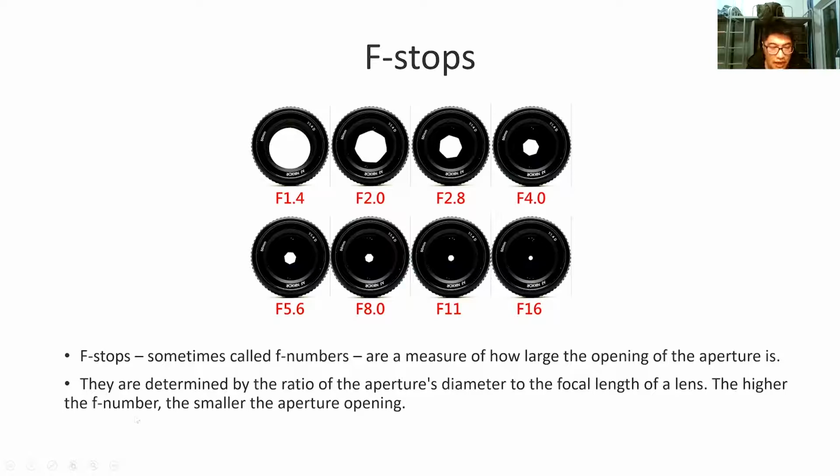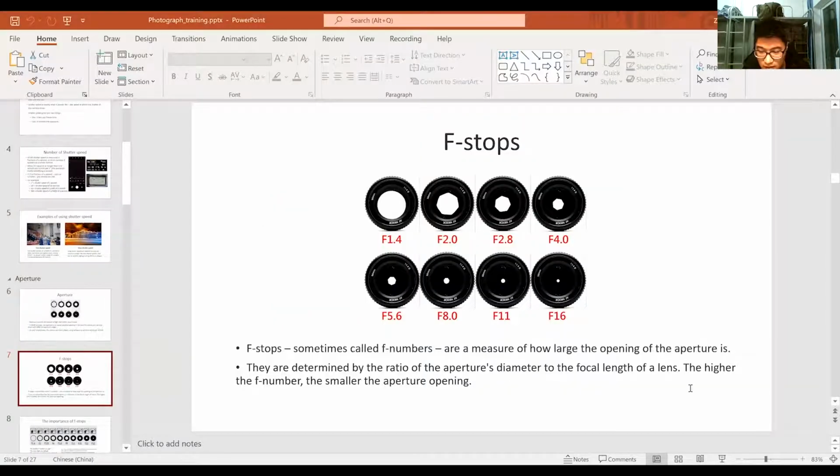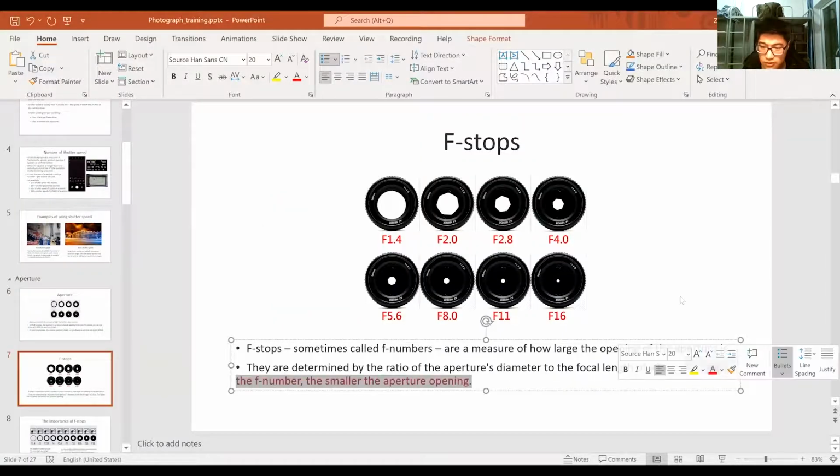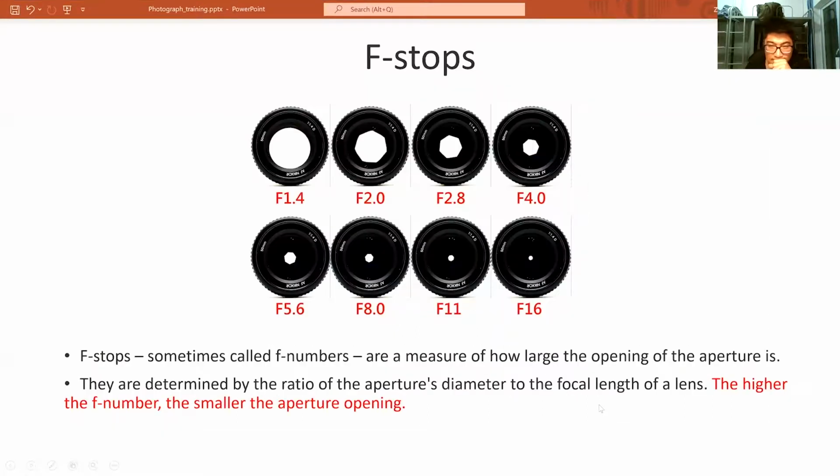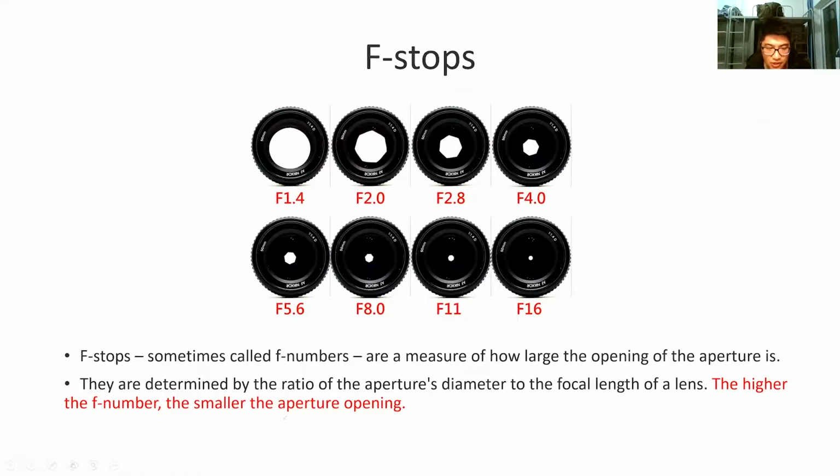The higher the f number, the smaller the aperture opening. You just need to remember this one. This one is very important. The higher the f number, the smaller the aperture opening. When you use a smaller number of f-stops, it will use a large opening aperture.